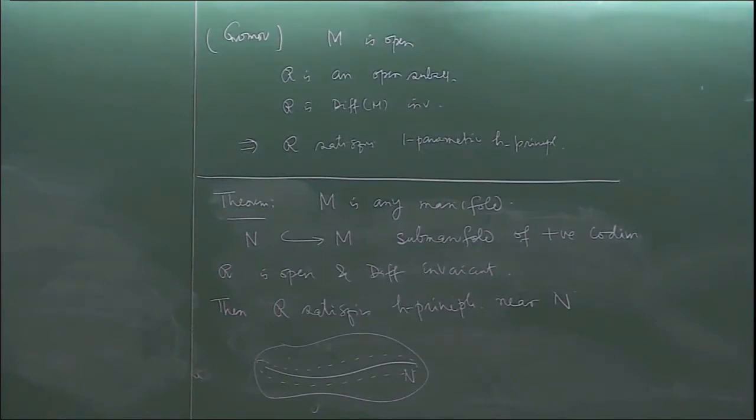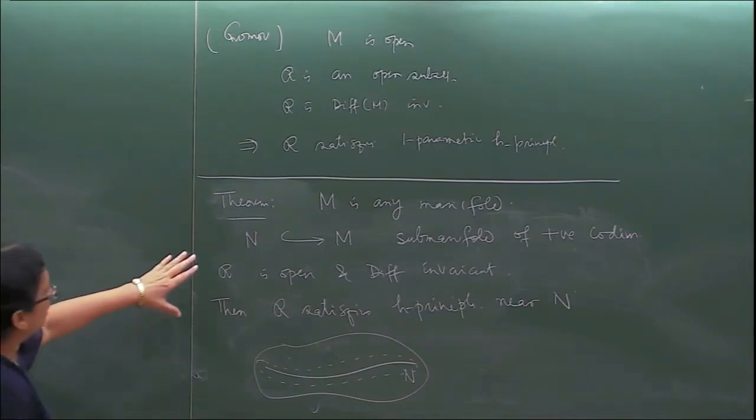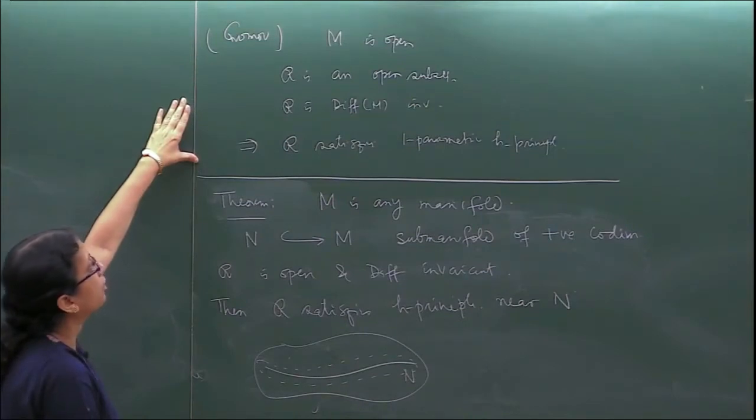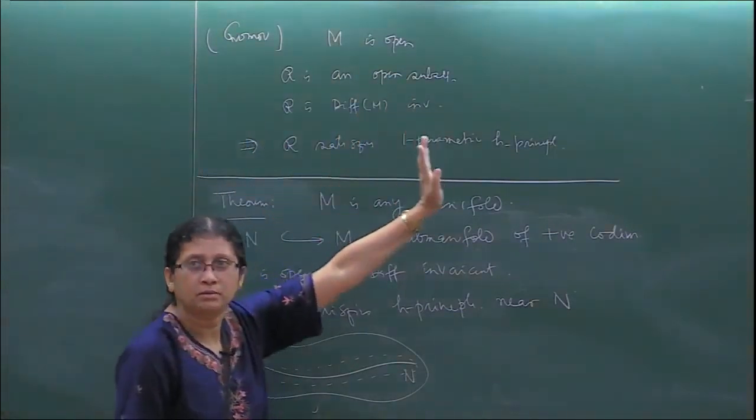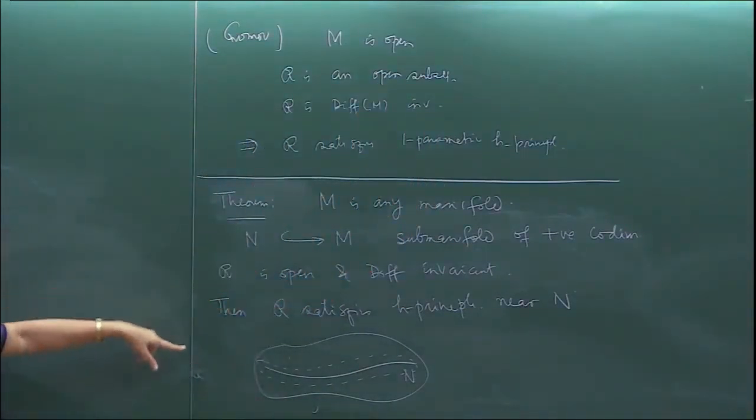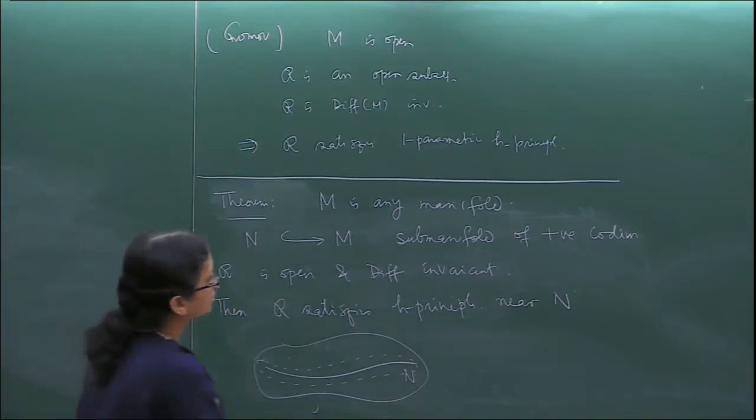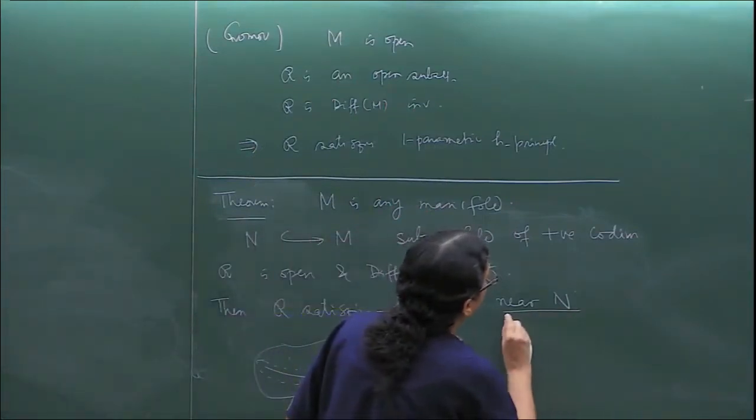It's not saying anything globally. You see that I have assumed M to be arbitrary. There is no extra assumption here. And from here, the Gromov theorem will follow by assuming M is open. We'll come to that. But let us understand this statement because it always comes in this kind of argument.